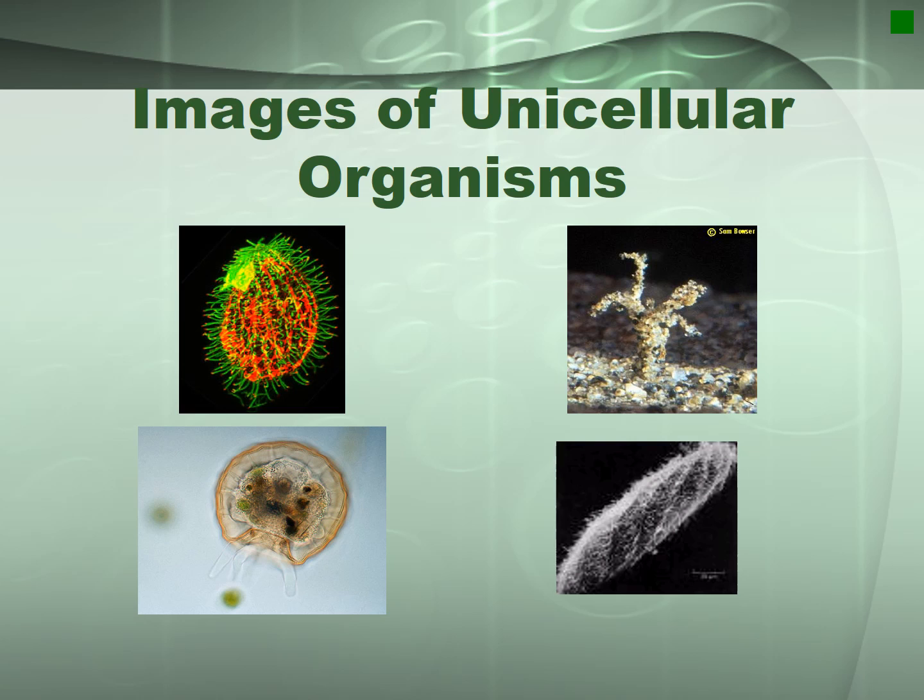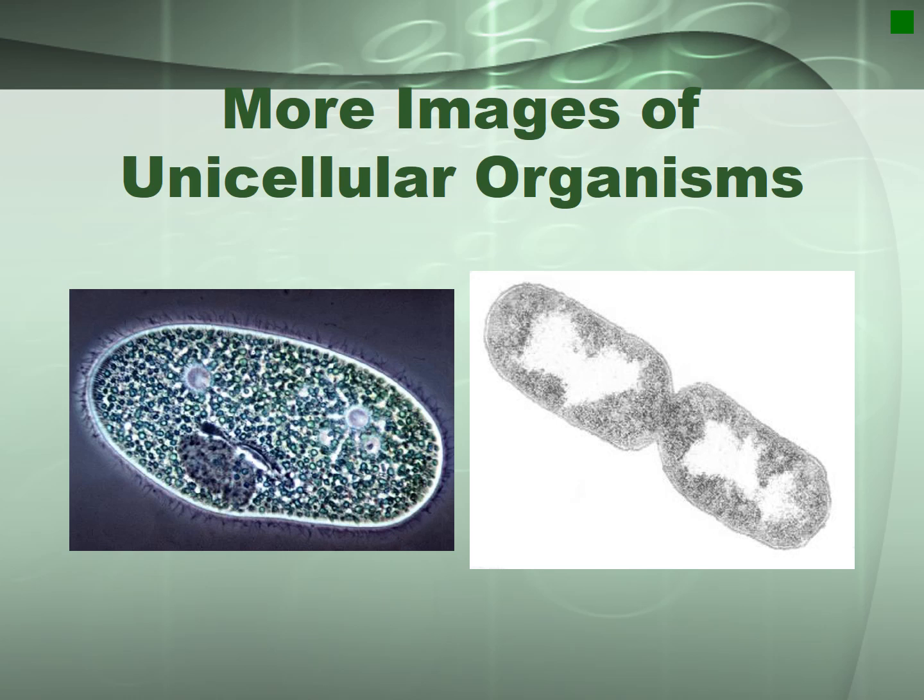As you can see here, we've got some examples. We're going to take a look at the next slide. Here we see another couple of examples of unicellular organisms. If you look at the one on the left, it looks like little hairs. It's called cilia, and it actually helps the organism move within the medium it's located in. Okay, now let's move on in the presentation.